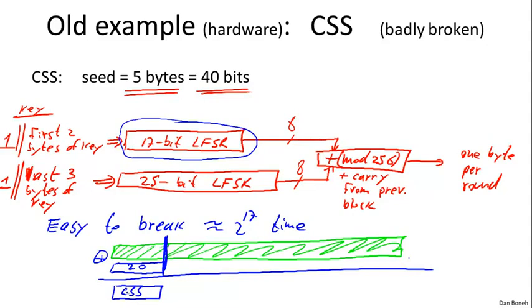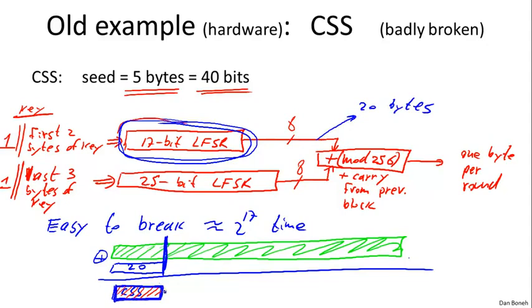Now here's what we're going to do. We have the first 20 bytes of the output, and now we try all 2 to the 17 possible values of the first LFSR. For each of these 2 to the 17 initial values of the LFSR, we run the LFSR for 20 bytes. So we'll generate 20 bytes of output from this first LFSR, for each one of the 2 to the 17 possible settings. Now, remember, we have the full output of the CSS system.